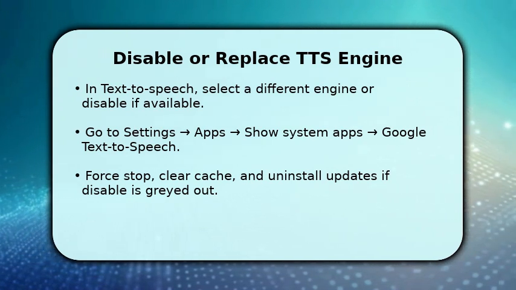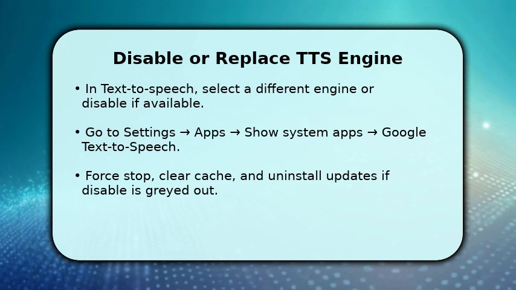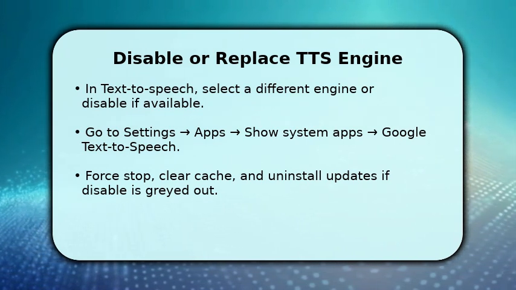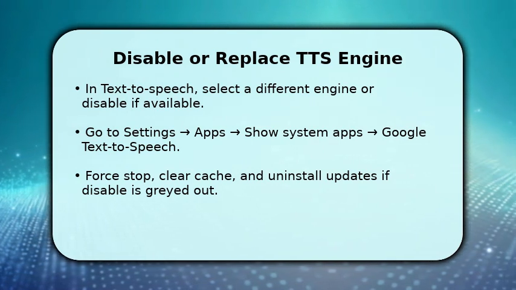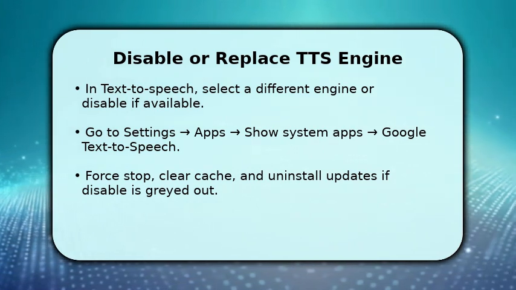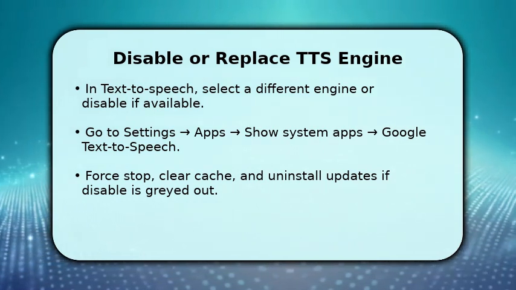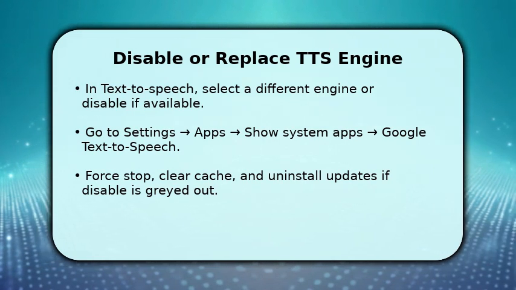Tap Force Stop, then Storage and Clear Cache. If Disable is not active, uninstall updates to revert it to factory version and then disable. Make sure to confirm any prompts. This removes the active service and prevents automatic restart or updates from re-enabling it.